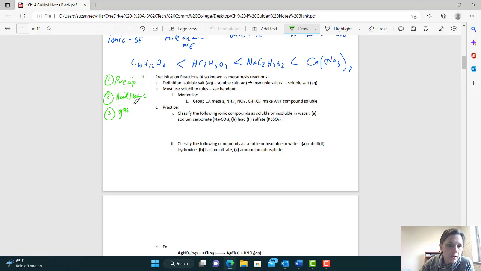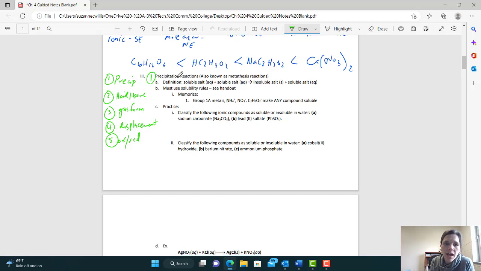Gas formation, gas-forming reactions, displacement reactions, and then lastly, oxidation reduction. Okay, so that gives you an overview of what's to come in this chapter. So here, I'm going to go ahead and label this one as number 1, just to keep you organized, because my numbers don't go like that for the outline.